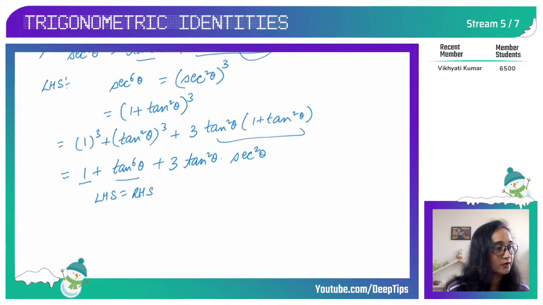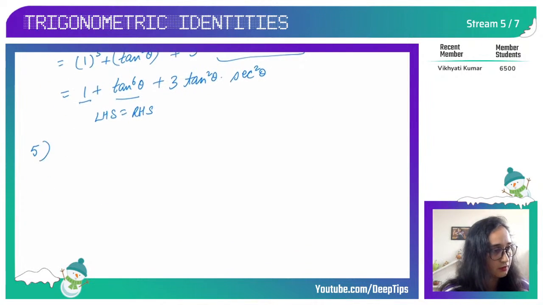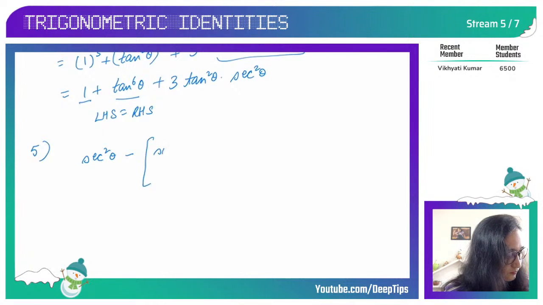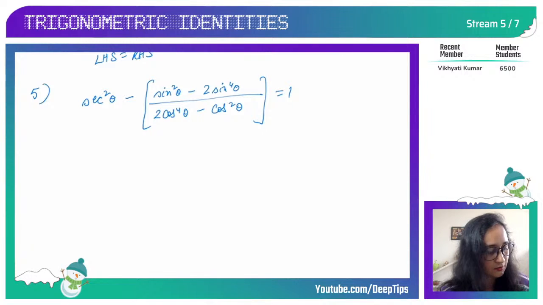Okay, so now we are going to do our 5th question, a very interesting one. That is secant square theta minus sine square theta minus 2 sine raised to the power 4 theta upon 2 cos raised to the power 4 theta minus cos square theta equals 1. So this is the question. This is something that you have to prove.